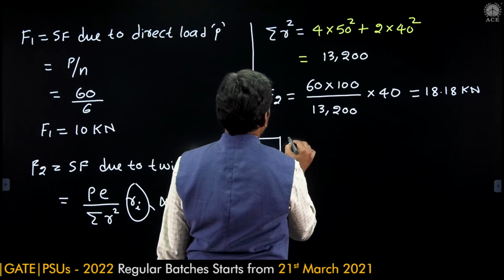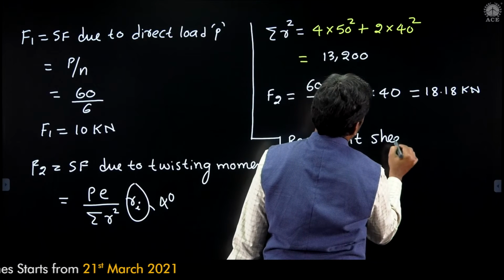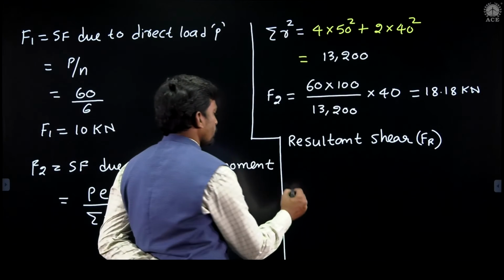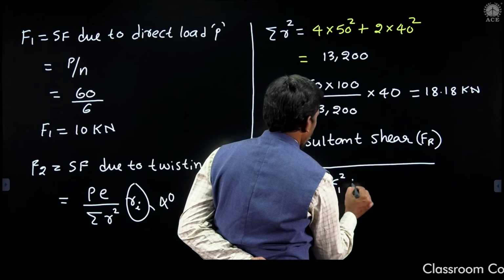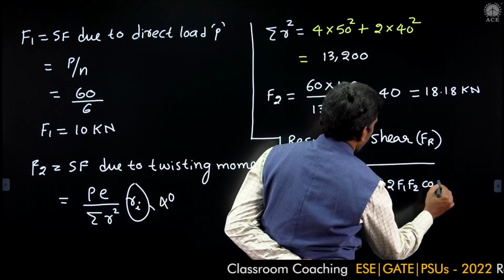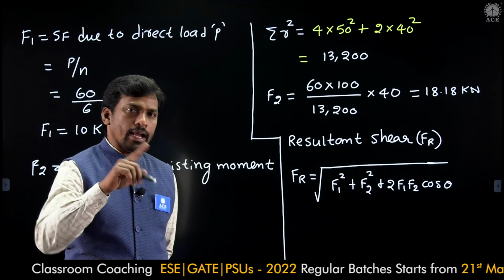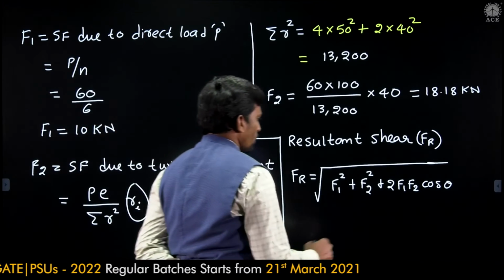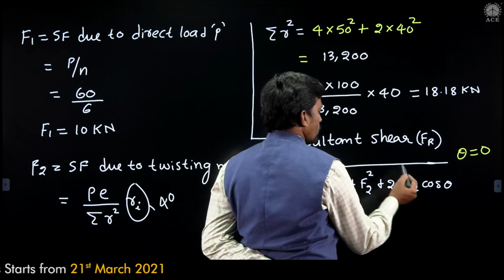Next we have to find the resultant shear force, Fr. What is the resultant shear formula? Fr equals the square root of F1 square plus F2 square plus 2 into F1 into F2 into cos theta. What is theta? This theta is the angle between F1 and F2. What angle between F1 and F2 did we get? It is 0. If theta is 0, then cos theta is 1.